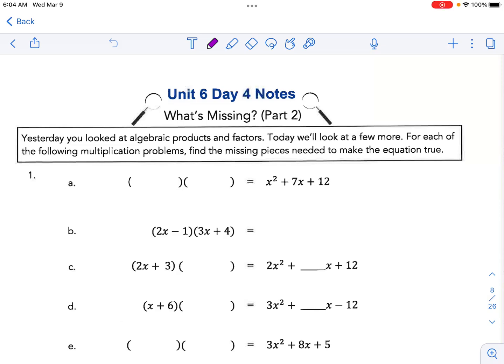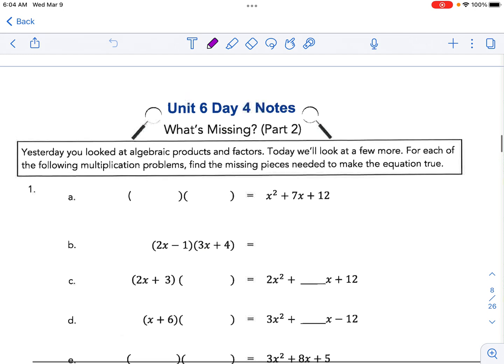Okay, so on day 4, we're going to continue our talk about factoring and expanding, really. And those are reverse processes. Processes, maybe? I'm not quite sure what the word is, but I think this is probably a good description, products and factors. So over here on the left, we have factors.